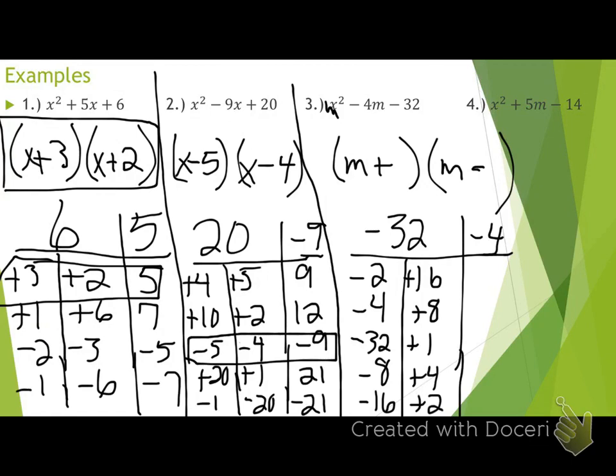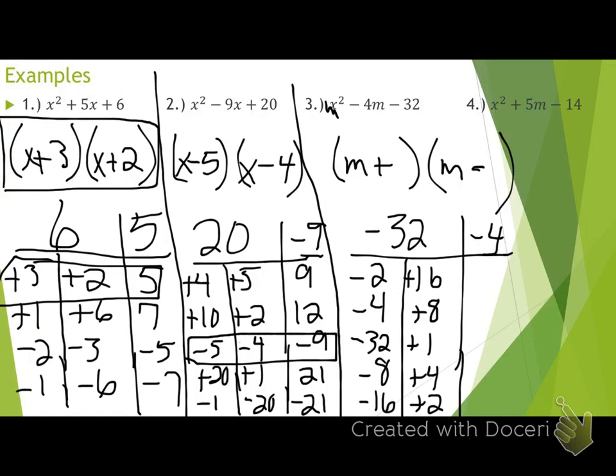I'm running out of room, but what else are we missing? Positive 32 and negative 1, correct? Is that all of them? Yep. Do we always put the bigger number first? It doesn't matter, just as long as you have all your combos.